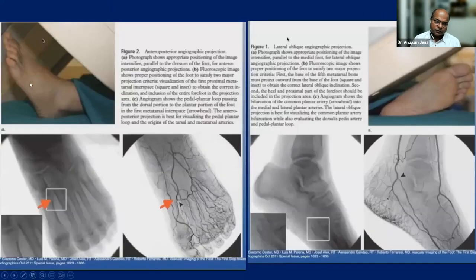Then for foot imaging, sometimes we don't take adequate foot imaging, but we should try to take foot imaging keeping the II parallel to the foot. So if we are going for an AP, then we should get the II parallel to the foot. And for lateral imaging, we should also get the II parallel to the foot, so that we have a good longitudinal image that delineates all the loops and the arteries, so that it becomes a little better to understand the anatomy, and also to make the interventional strategy.